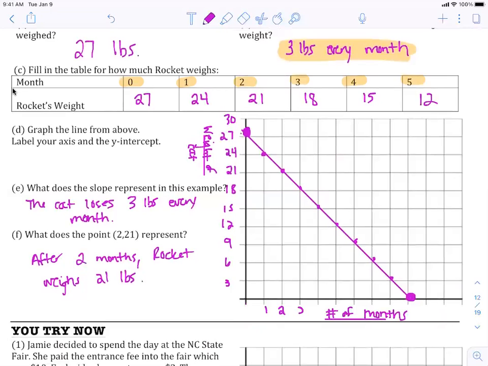Part E, we already kind of answered. It says, what does the slope represent? It's supposed to say the cat loses 3 pounds every month. And that's your slope. That's the change in every month that this cat is kind of going through. Now, could we stop after a certain number of months? Sure. Do we know what month to stop at? No. But the graph just represents kind of the trend of where the weight should go if they follow the right diet. And then part F says, what does the 2, 21 represent? It just means if your x coordinates are the number of months and your y coordinates is Rocket's weight, then 2, 21 just represents after 2 months, Rocket weighs 21 pounds.